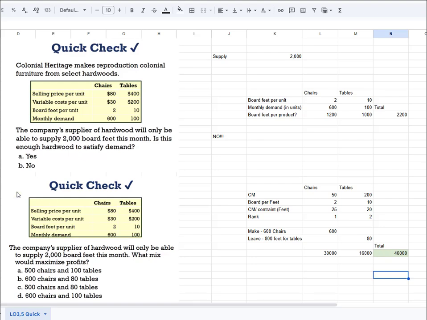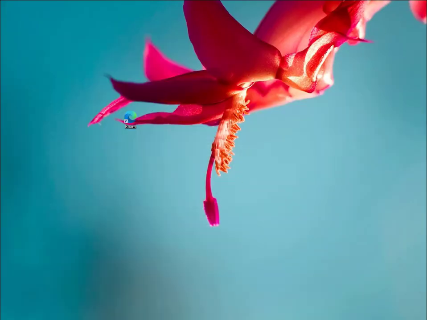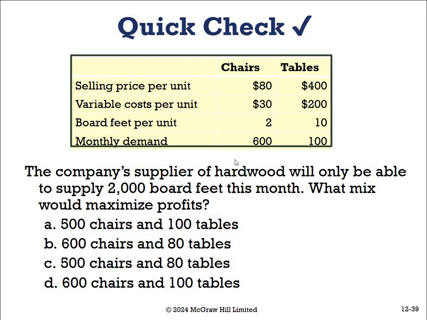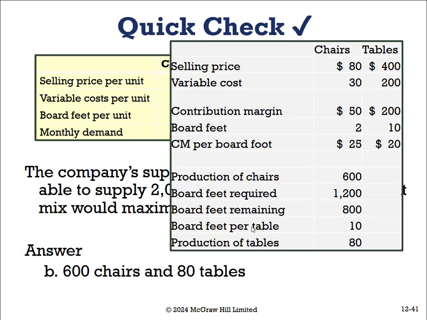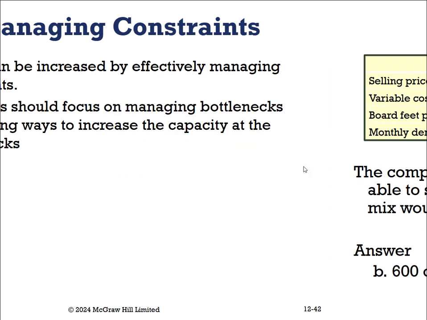Alrighty, so fabulous. I may have skipped ahead through some of the quick checks because I got excited, but you can see for yourself in our quick check that in order to maximize profits, it's 600 chairs and 80 tables. I left a little proof on here in case you want to see another way to work through that. I prefer Excel, but here we go. Lovely Ruth and her team left this up here as well. So, all right, quick note.